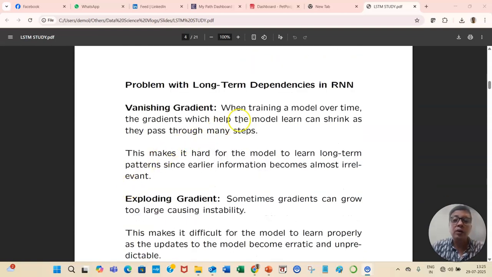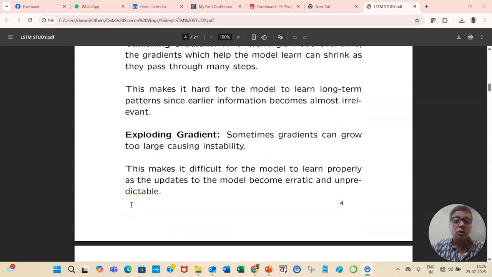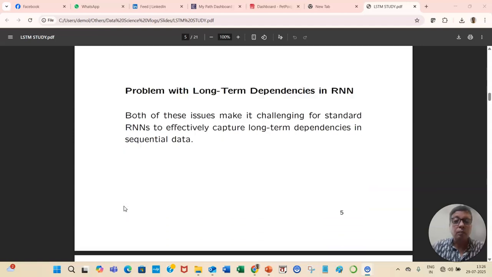What is vanishing gradient? When training a model over time, the gradients which help the model learn can shrink as they pass through many steps. This makes it hard for the model to learn long-term patterns since earlier information becomes almost irrelevant. Then exploding gradient: sometimes gradients can grow too large, causing instability. This makes it difficult for the model to learn properly as the updates to the model become erratic and unpredictable. Both of these issues make it challenging for standard RNNs, recurrent neural networks, to effectively capture long-term dependencies in sequential data.